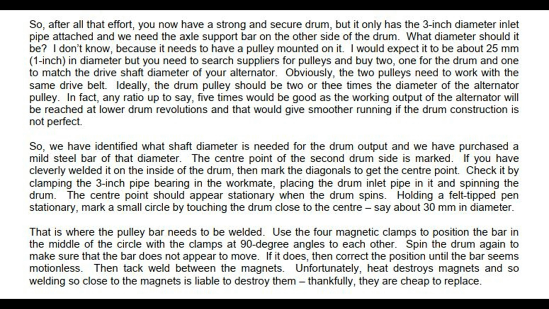So, after all that effort, you now have a strong and secure drum, but it only has the 3-inch diameter inlet pipe attached and we need the axle support bar on the other side of the drum. What diameter should it be? I don't know, because it needs to have a pulley mounted on it. I would expect it to be about 25 mm, 1 inch, in diameter, but you need to search suppliers for pulleys and buy 2, one for the drum and one to match the drive shaft diameter of your alternator. Obviously, the 2 pulleys need to work with the same drive belt.